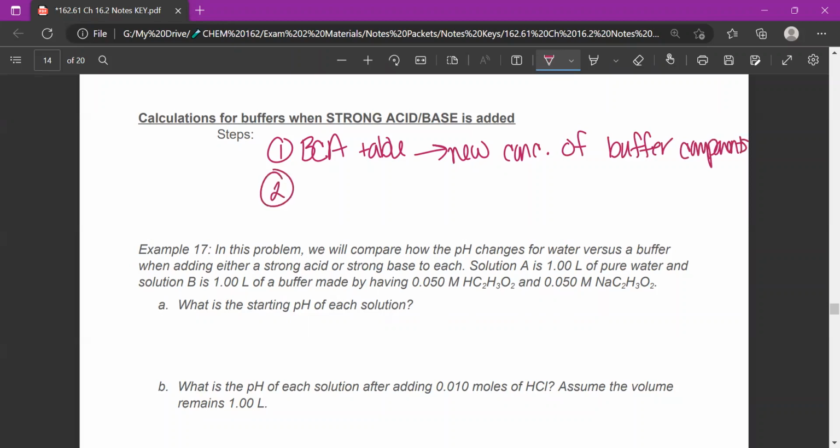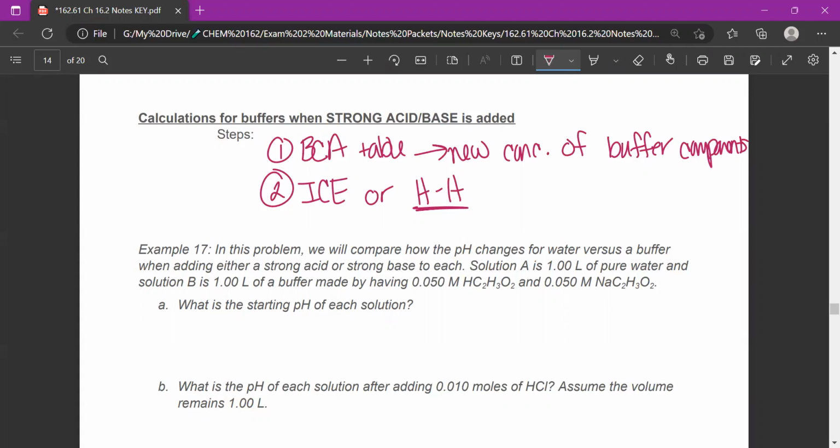Now, if you still have some of each buffer component, you can do an ICE table. ICE will work: calculate how much H plus is in there, take the pH, or you can use the Henderson-Hasselbalch equation, which is a heck of a lot easier. So if you have a weak acid and its conjugate base, you can just plug it into the Henderson-Hasselbalch equation, and that will tell you your pH. It does actually save a little bit of time. If you know you have a buffer, use the Henderson-Hasselbalch equation.